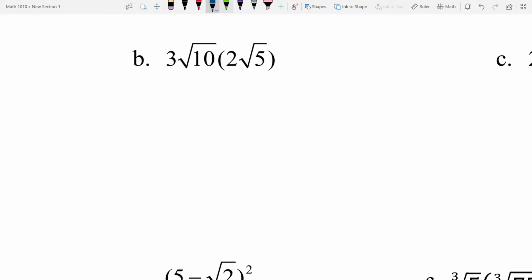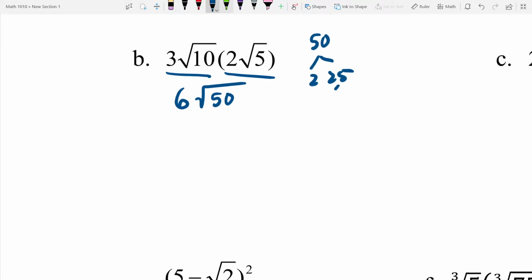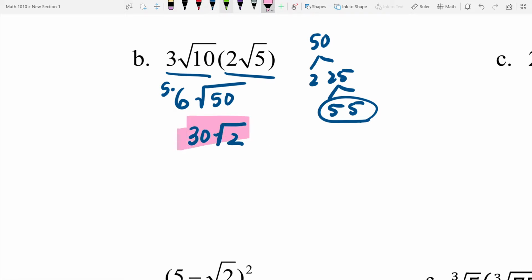So 3 square root of 10 times 2 square root of 5. 3 times 2 is 6. Square root of 10 times 5 is 50. Then lots and lots of people say, done. Are we done? Why not? The 50 will break down, right? So everybody write down your 50. And that is 2 times 25. And 25 is 5 times 5. So these two 5s come out as a single 5, and join the 6 that is there already. So on the outside, you have 5 times 6, which is 30. On the inside, you have a 2, and you're done.